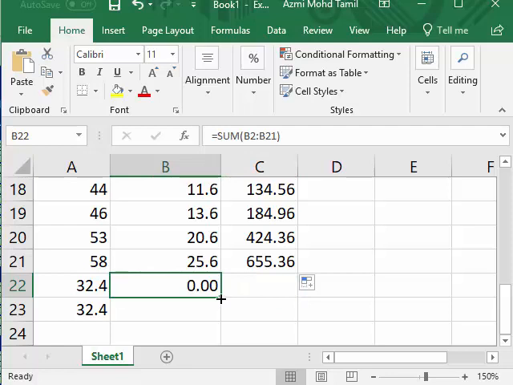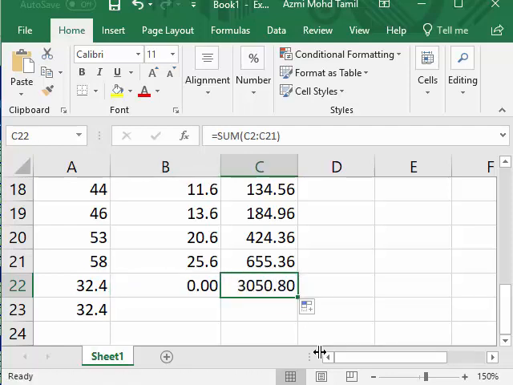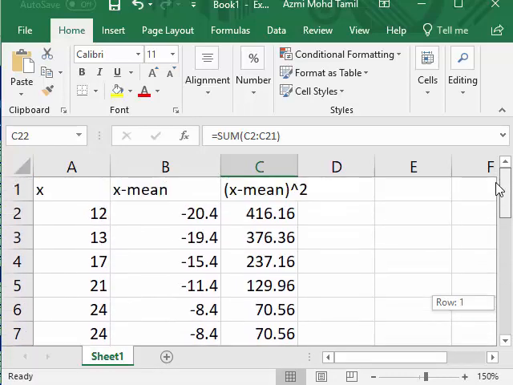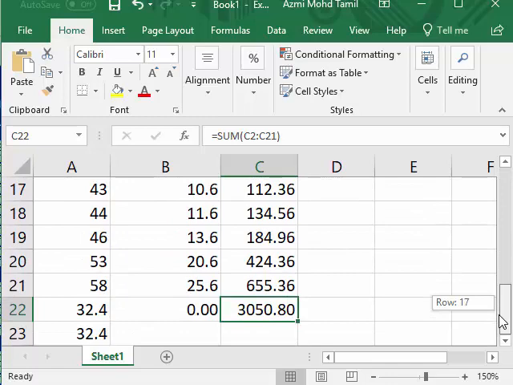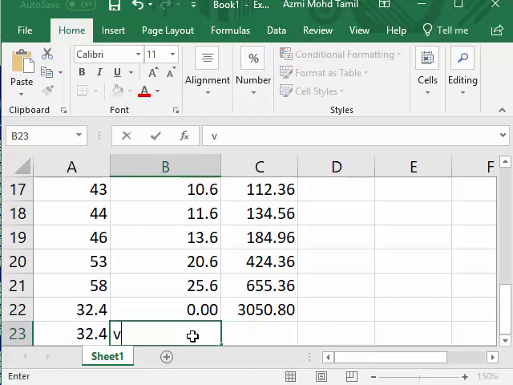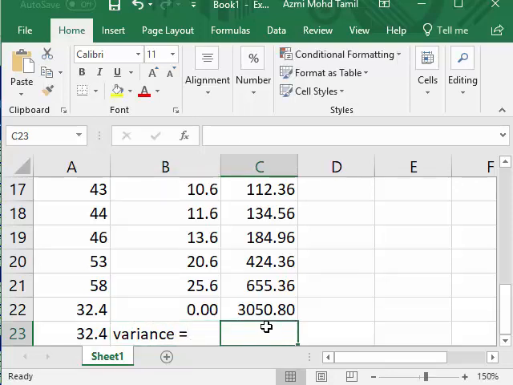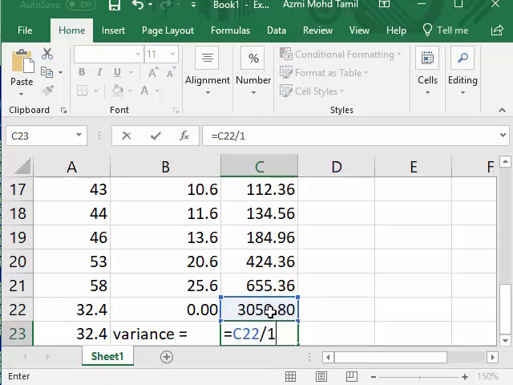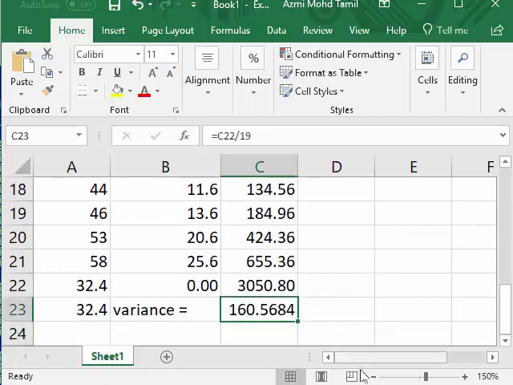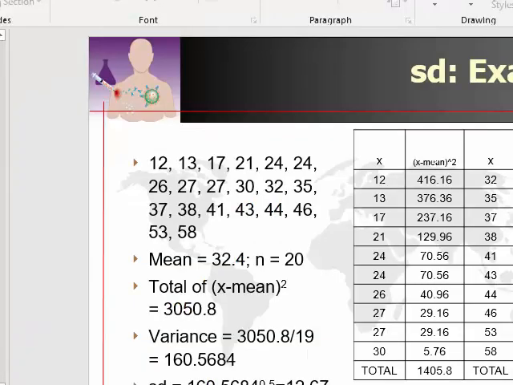Okay. So now you see, if I take the auto sum here, now it becomes 3050.8. So that is how we calculate the variance by getting the differences. Now let's get the variance. Variance equals this value divided by n minus 1. So 19. So the variance is 160.5684. So this is the value of the variance.